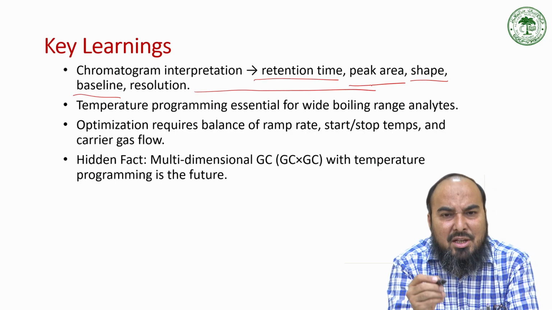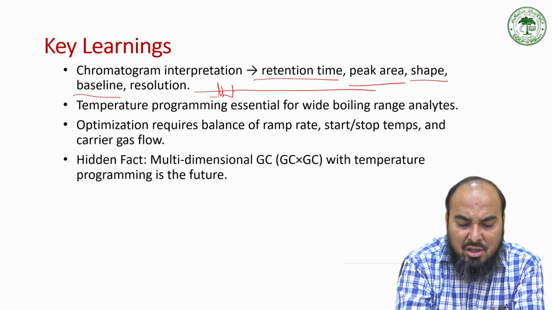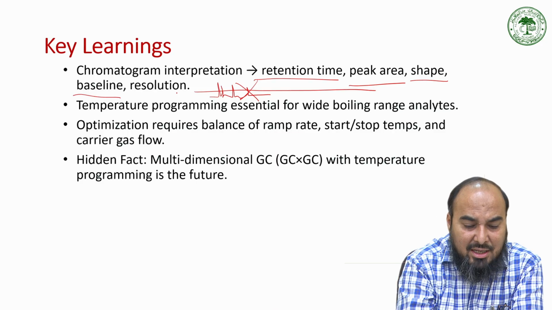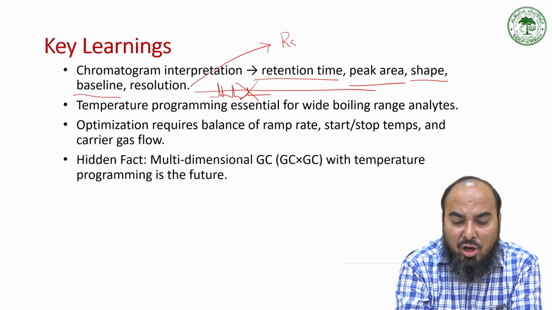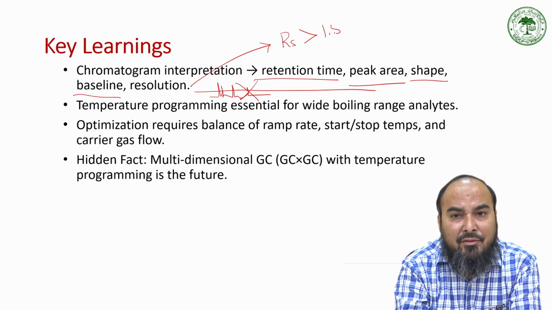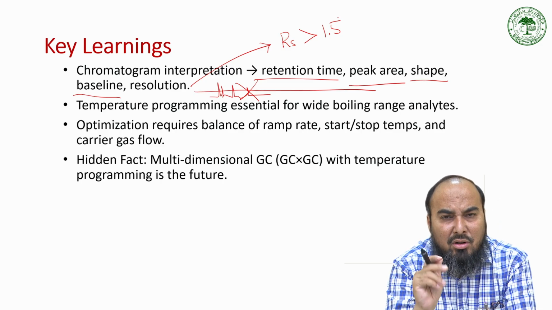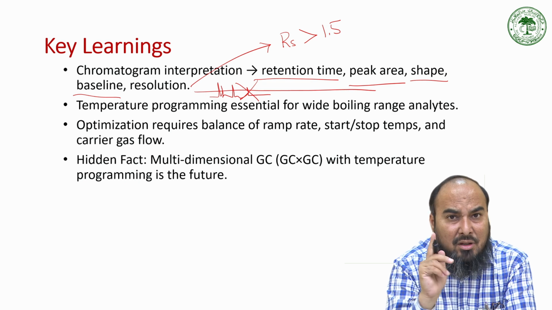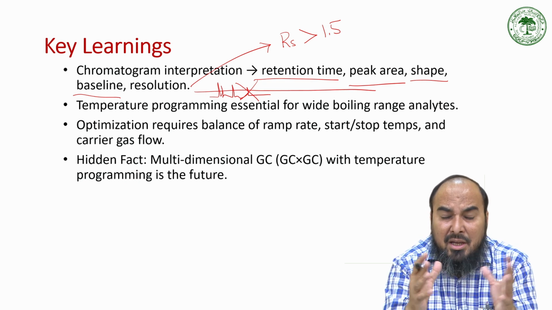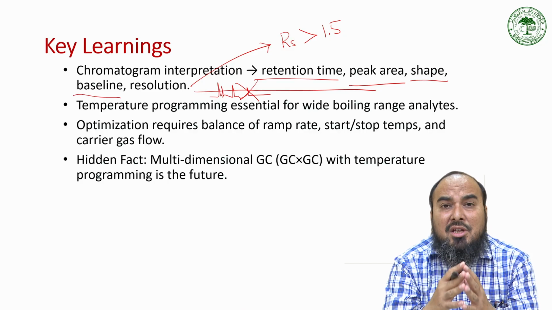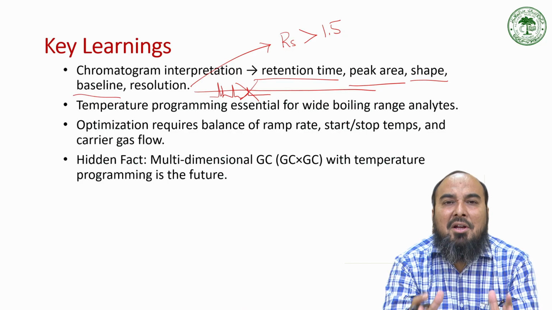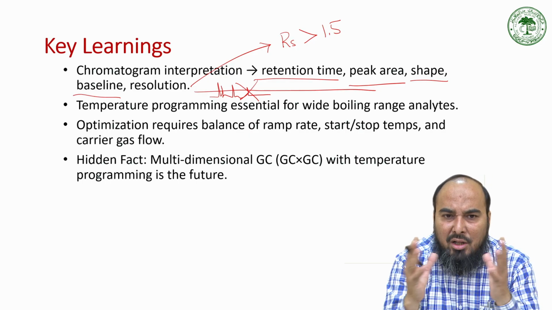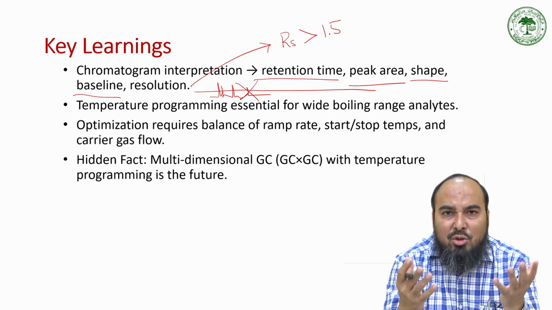That is called the ideal baseline. It does not have certain noise or anything like this, so it must be avoided. And of course, the resolution, that is Rs, is always greater than 1.5. So you have to look at your chromatogram in terms of the retention time, the peak area, the peak shape, the baseline, and of course the most important aspect, that is resolution.